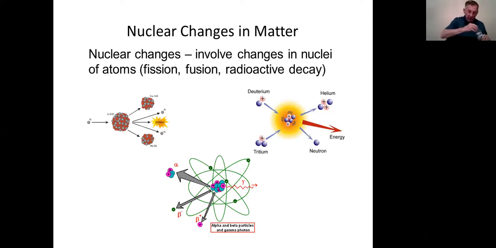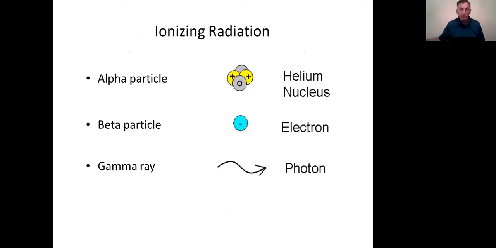Now, radioactive decay is also a nuclear change. Radioactive decay is the process by which an unstable atomic nucleus becomes more stable by emitting energy in the form of particles or ionizing electromagnetic waves. The energetic particles and electromagnetic waves released in radioactive decay are called ionizing radiation. The forms of ionizing radiation that we're going to explore in this activity are called alpha, beta, and gamma radiation.